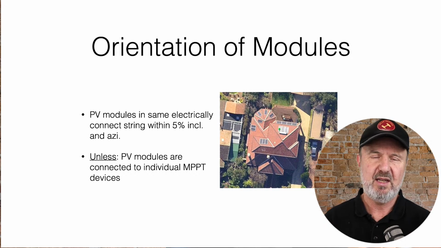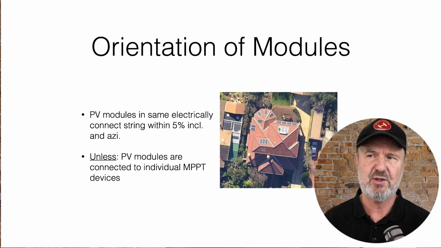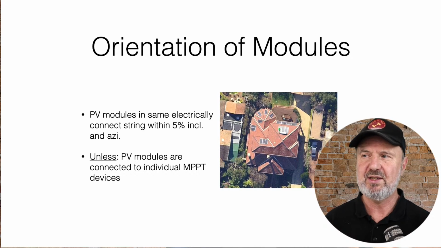So in the standard, it says that all modules in a string must face the same direction, plus or minus 5 degrees of inclination and azimuth, that's compass bearing, unless they have individual maximum power point tracking devices. And that's what a DCU is. It operates each panel independently of every other panel. So that's the solution to that problem.